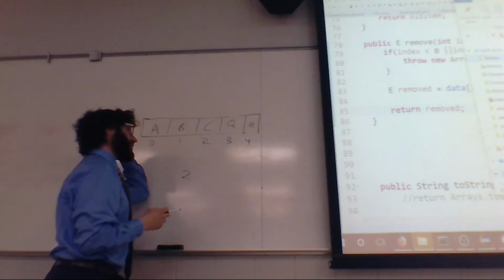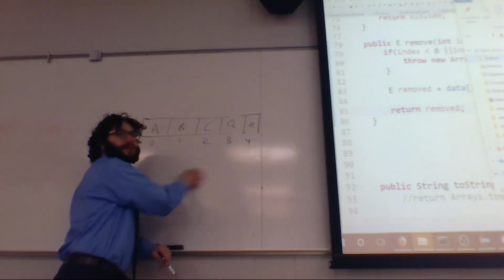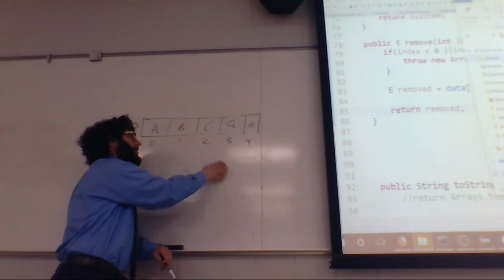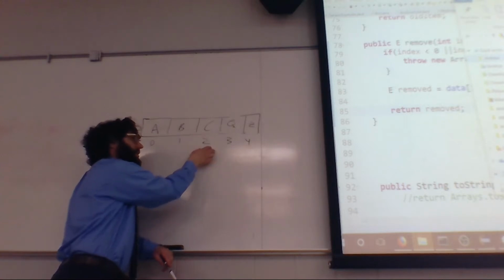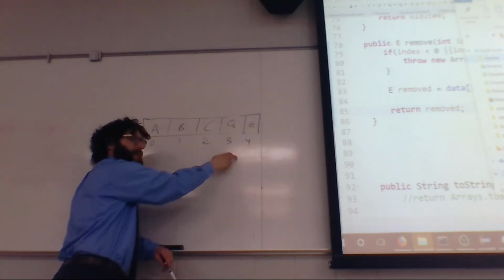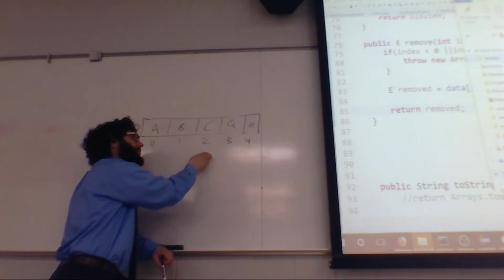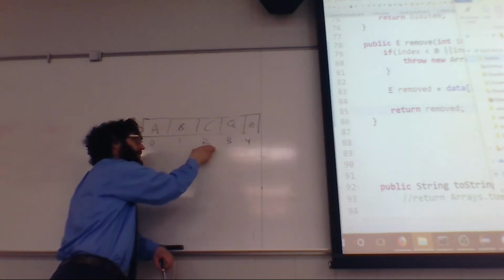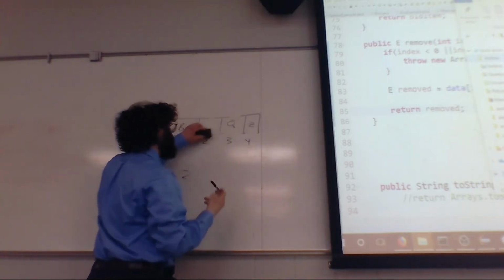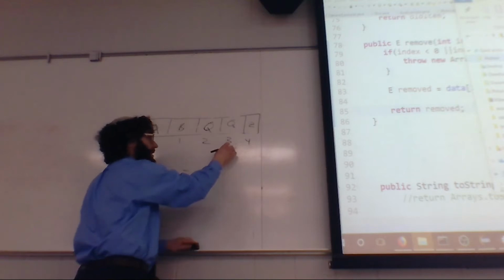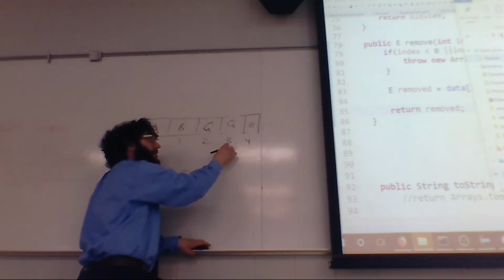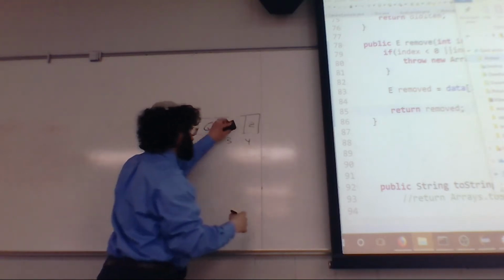So everything has to shift to the left as opposed to the right this time. I'm going to start at this index and say, whatever's to the right of me, store it in here. So C is going to say, whatever's to the right of me, take this and copy it over. So C will be replaced by Q. Then we go over to index 3 and say, whatever's to the right of me should be stored here.